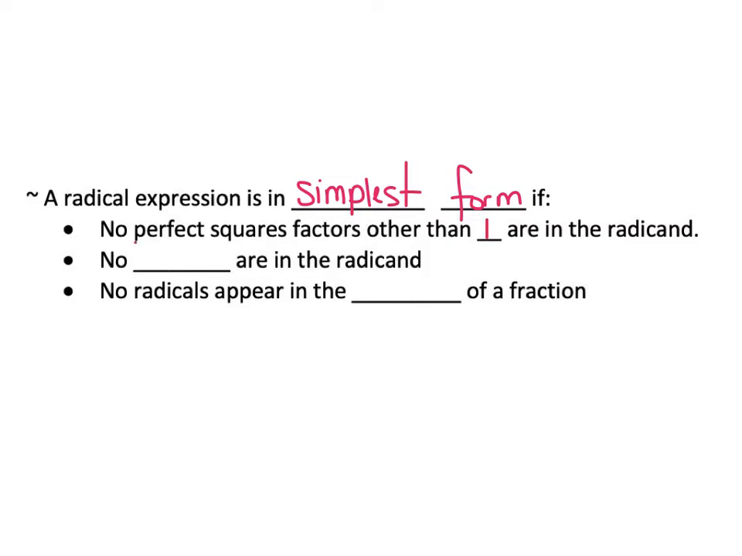So let's make sure you know what a perfect square is. Perfect squares are 1, 4, 9. Where am I getting them? 1 squared is 1, 2 squared is 4, 3 squared is 9, 4 squared is 16, 25, 36, 49, and they go on infinitely.